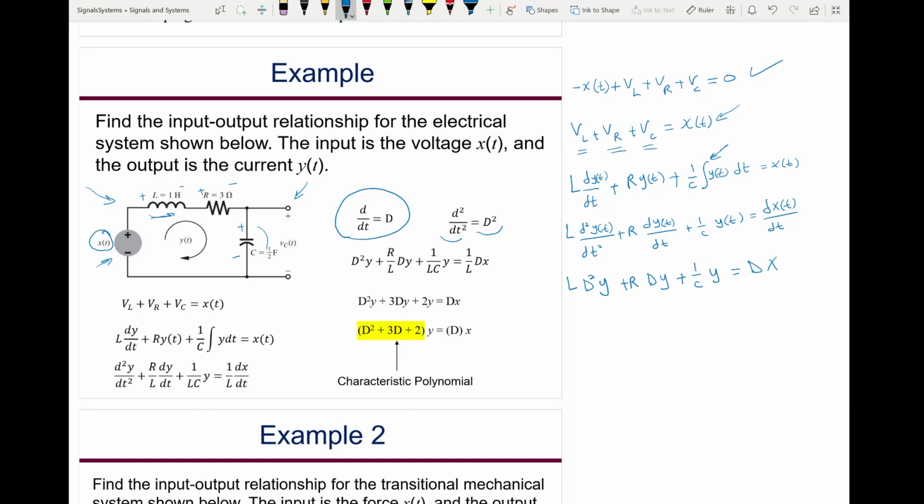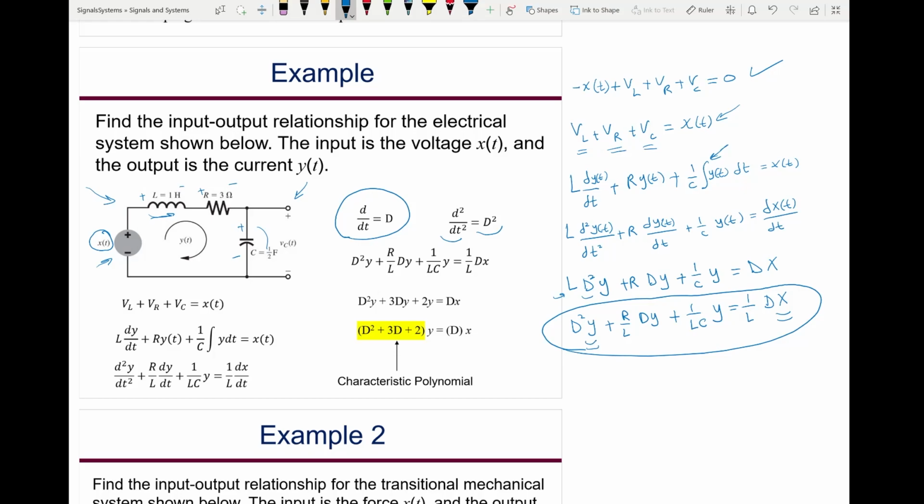And I can divide everything by L. So this will be just D squared y plus R over L Dy plus 1 over LC y equals 1 over L Dx. And that is the differential equation that describes the system. It relates the output to the input.